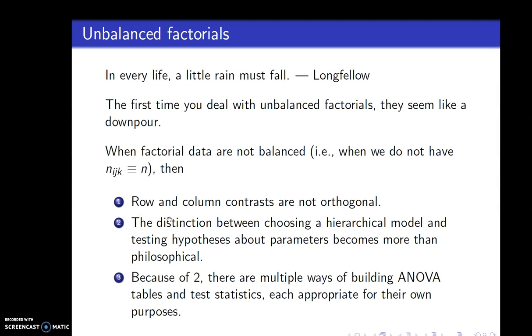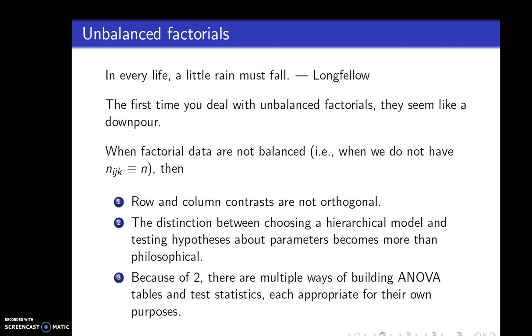Okay, so we are going to spend some time in class talking more about unbalanced factorials. They can be really tricky. Gary starts out with the quote, "In every life a little rain must fall," which I think is a nice way to think about unbalanced factorials, because when you first are dealing with them, they can be a real hair-pulling experience. So remember, when factorial data are not balanced, that's where the number of replications for treatment combinations are unequal. I'm going to show you an example in class where we have two research questions to answer using a two-factor model.